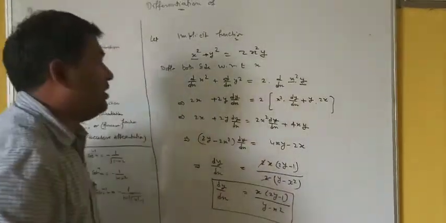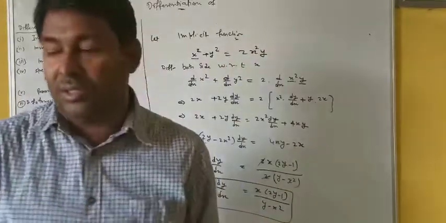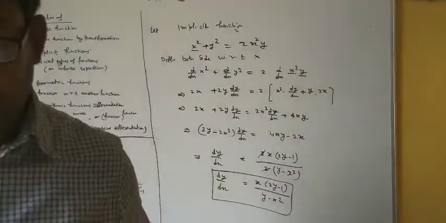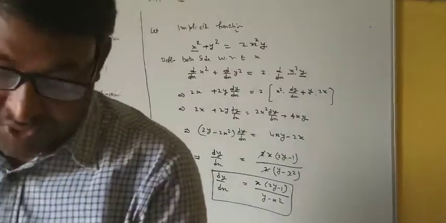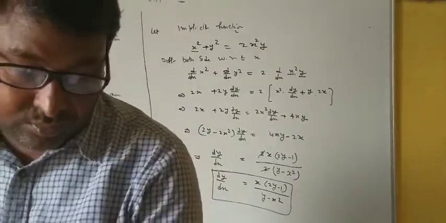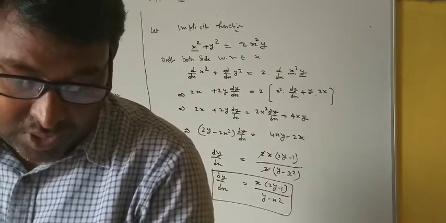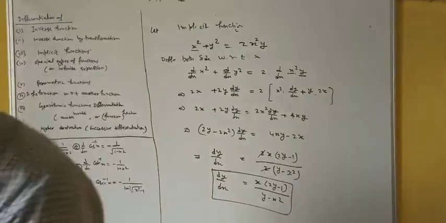Some other question: I have taken this question randomly, and now I am taking another question from your book for explicit function. Okay, like y square is equal to 4ax.